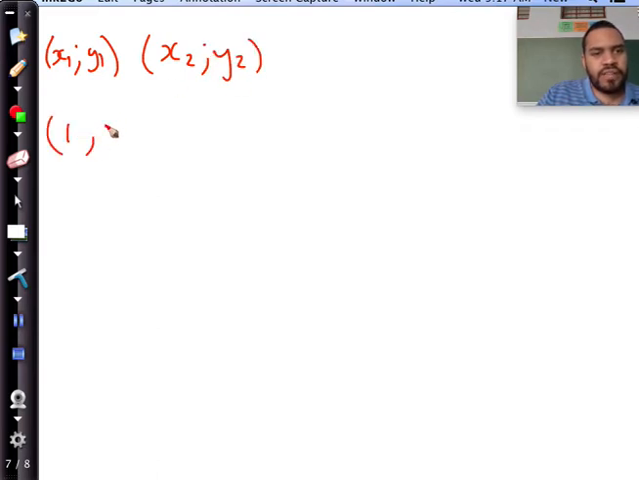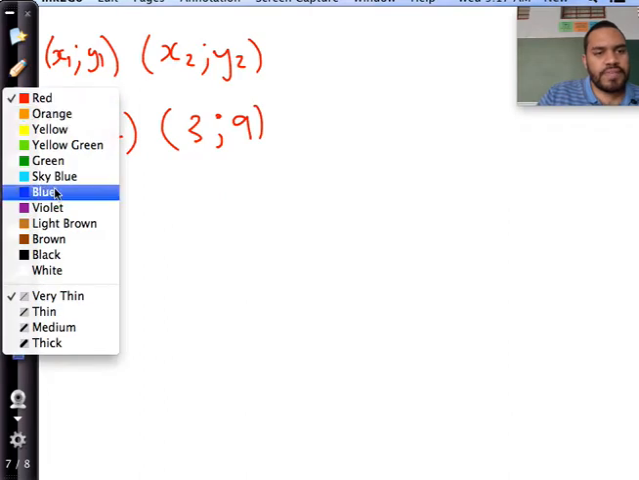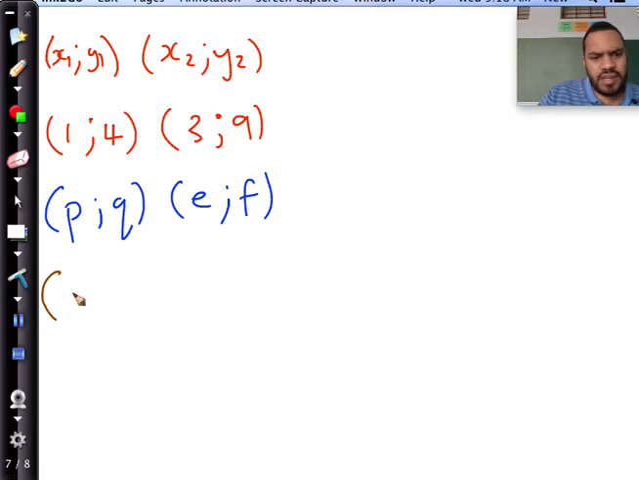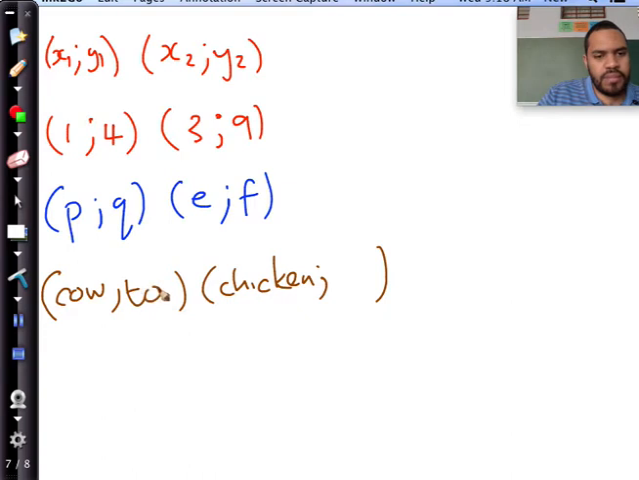Okay, I give you another point. Let's say the points are 1 and 4, and 3 and 9. Okay, let's give you another one. Let's make it P and Q and E and F. And let's give you another one. Let's make this cow, and this one chicken. And make this one here Tom and Jerry.